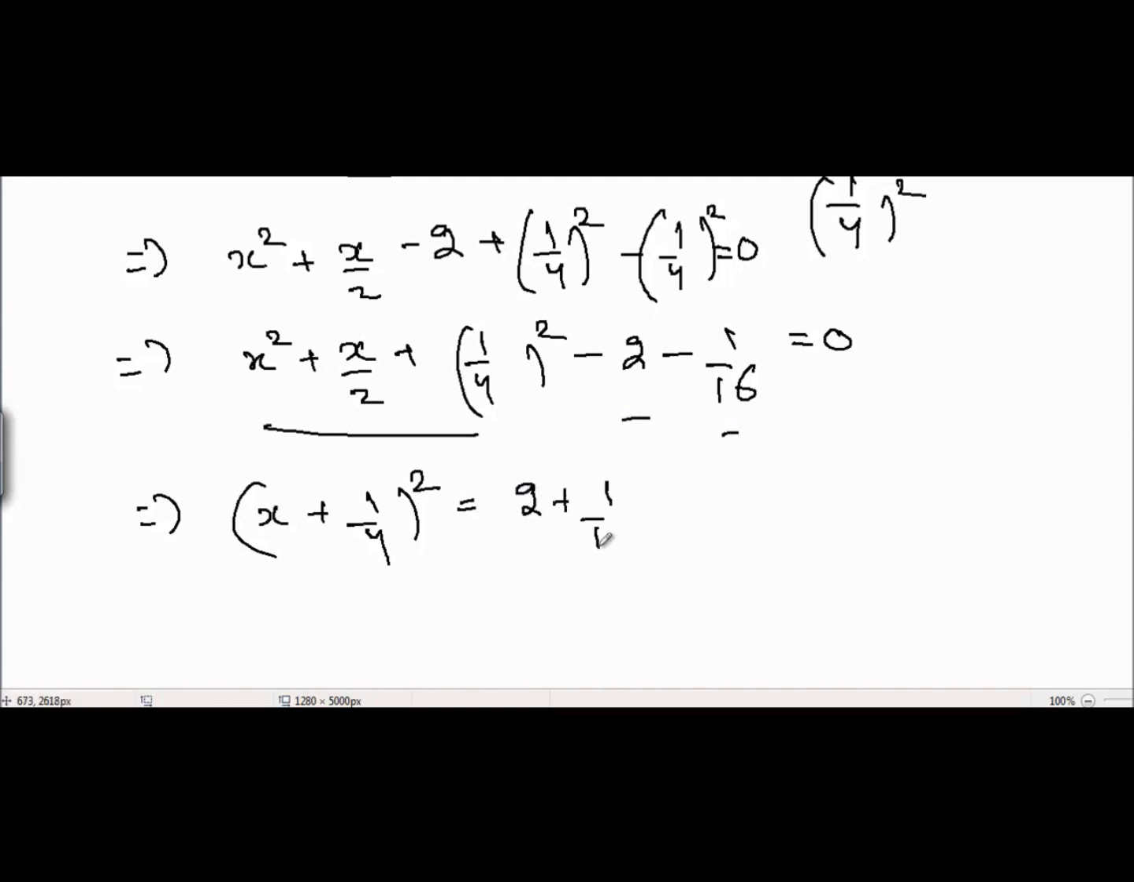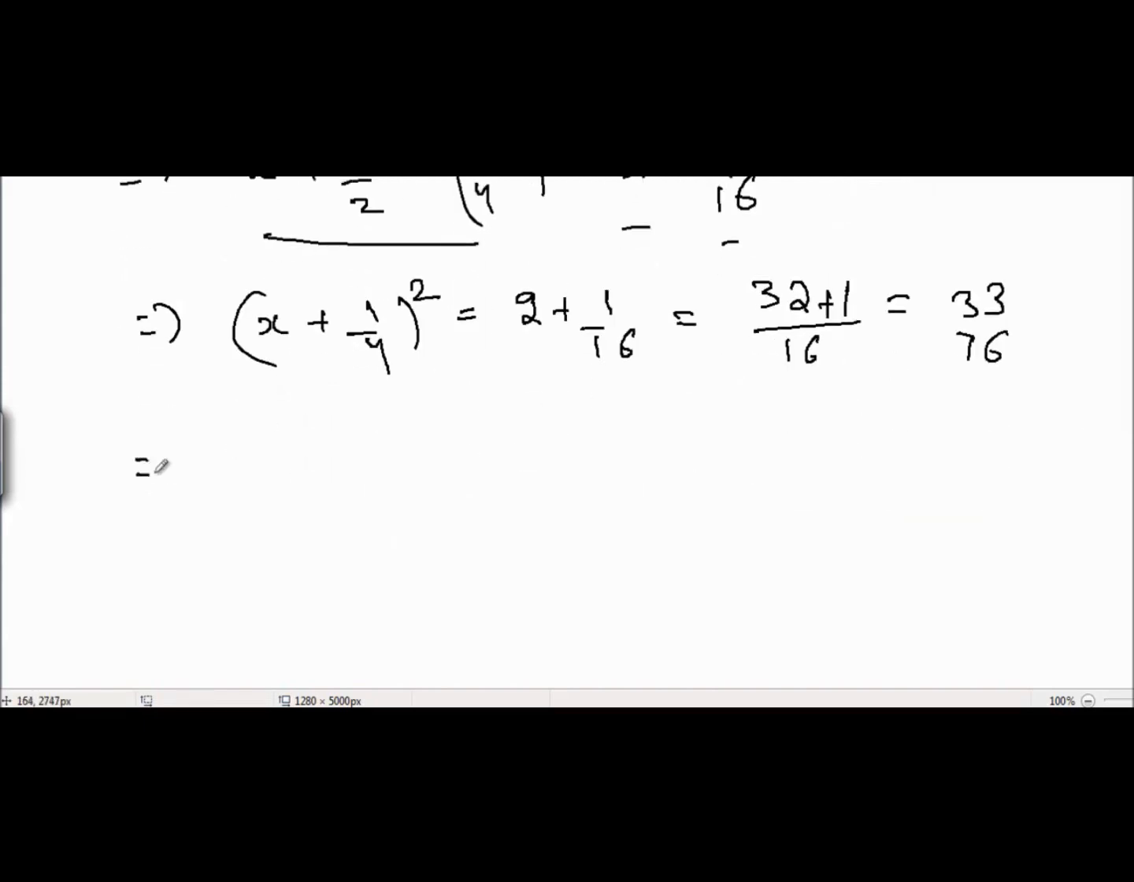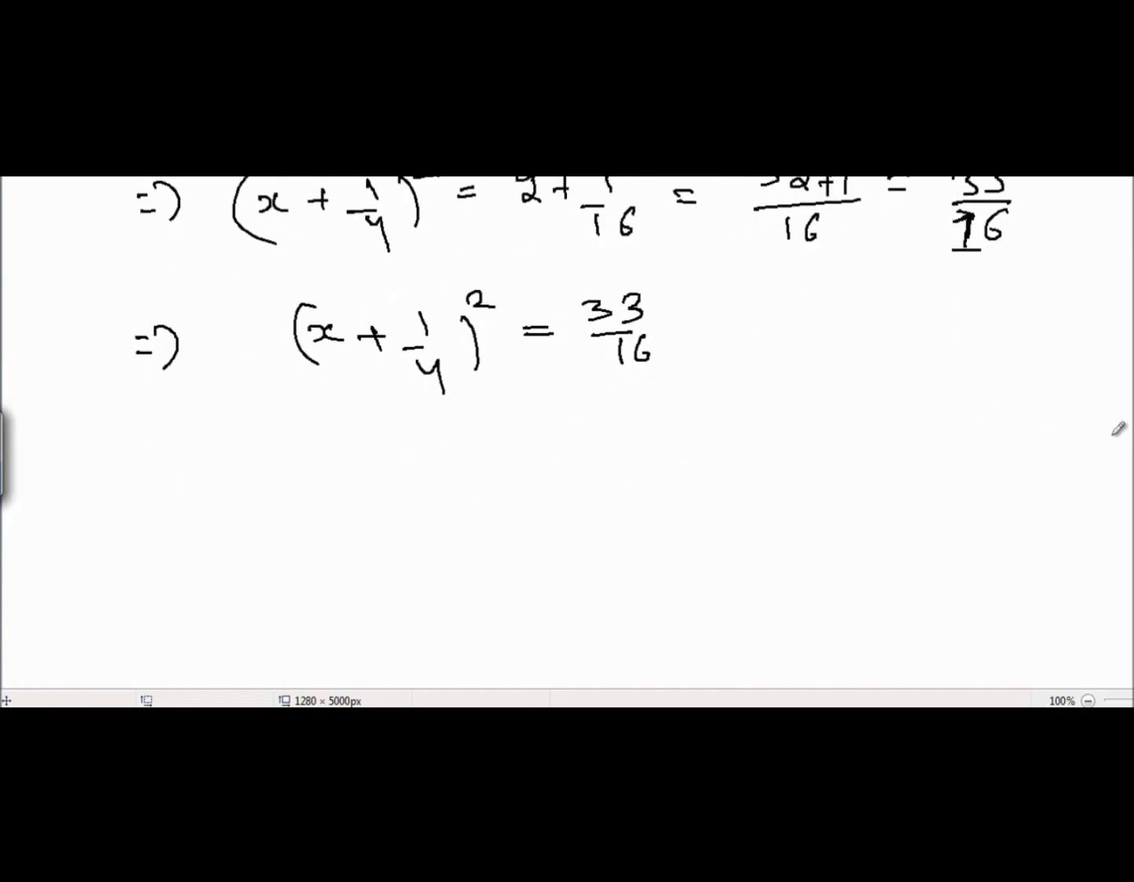And they are equal to 32/16 + 1/16, that is 33/16 here, and so I get (x + 1/4)² = 33/16. Now I take the square root on both sides.